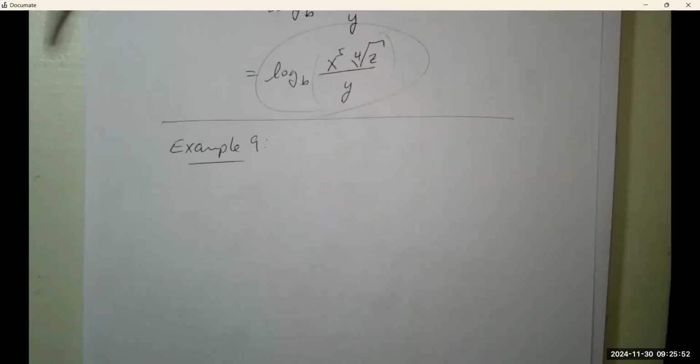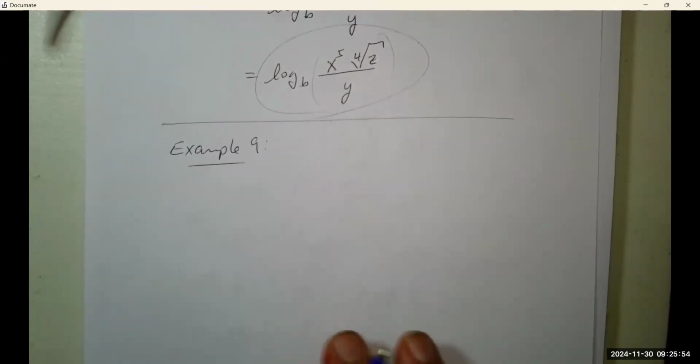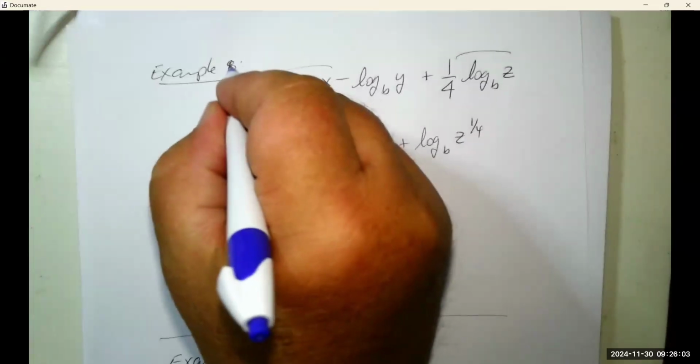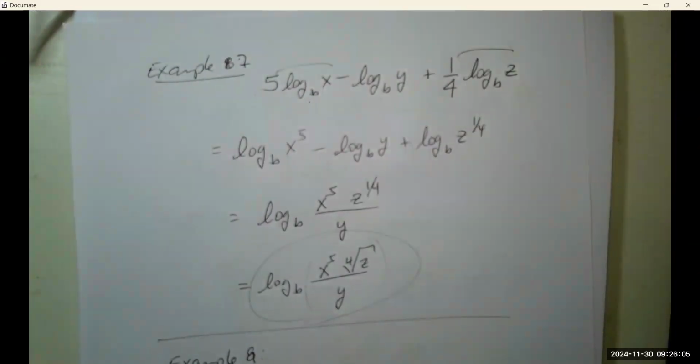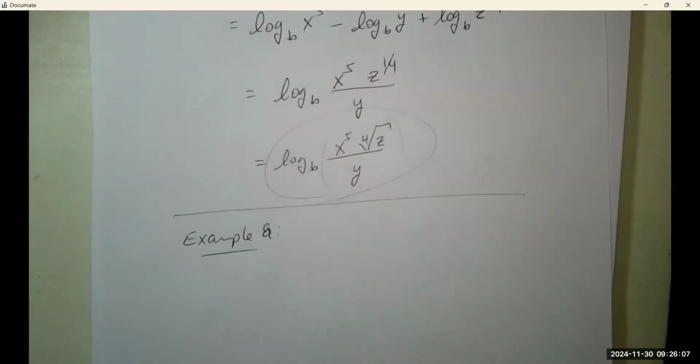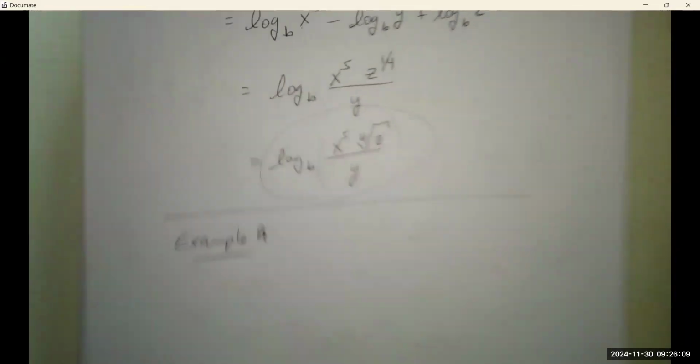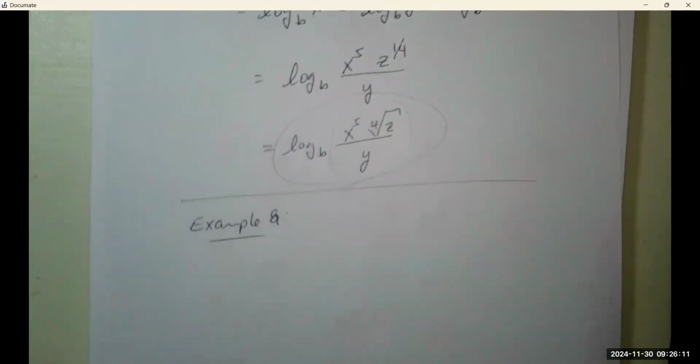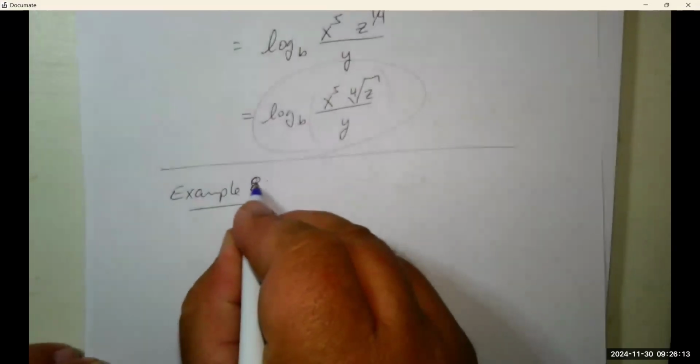All right, example, that was 8? No, that was example 7. How did I mess up? That was 6. This one should have been example 7. This is 8. So this is example 8.